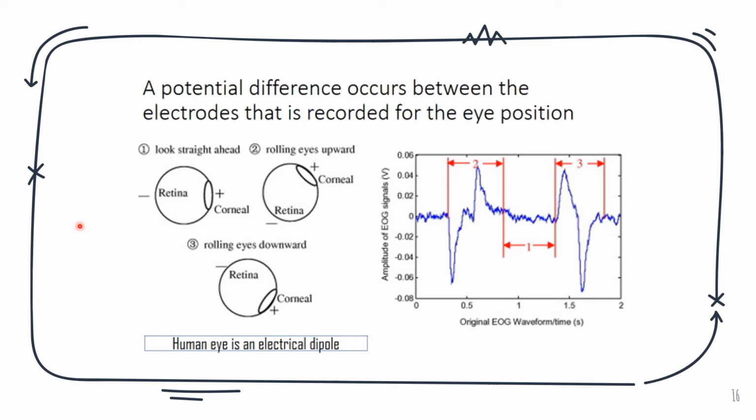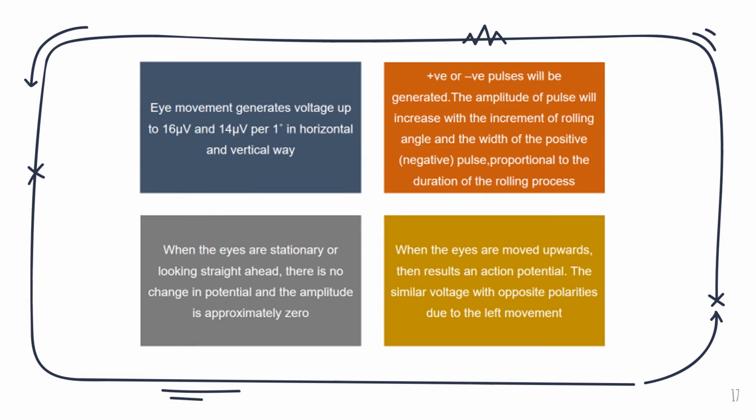When the eye is looking straight ahead, the waveform will be produced as this one. When the eye is rolling outward, the waveform will be produced as this one. And for rolling eyes downward is the third one, this one. The cornea is the positive pole and the retina is the negative pole. We need to know that eye movement generates voltage up to 16 microvolt and 14 microvolt per 1 degree in the horizontal and vertical way.